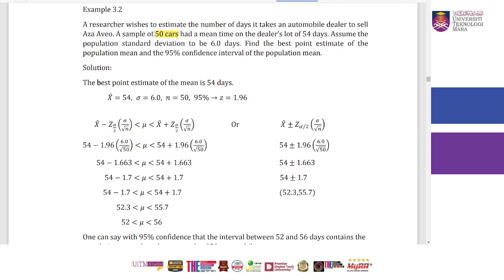The mean time on the dealer lots is 54 days. Assume the population standard deviation is 6 days. This means you have a known variance, so sigma is given. Find the best point estimate of the population mean and the 95% confidence interval of the population mean.